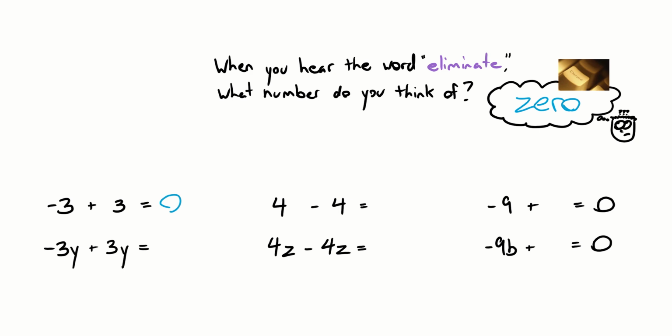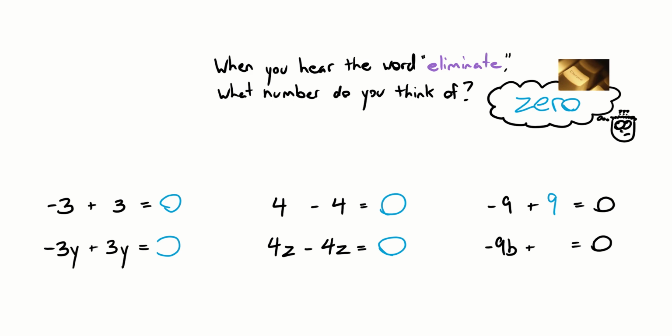-3 plus 3, that's 0. The 3's are gone. -3y plus 3y, hey, that's 0. 4 minus 4, yeah, we've known that's 0 since kindergarten. 4z minus 4z, well, that's also 0. And what do we add to -9 to get 0? Well, that'd be a positive 9, right? It's the opposite: negative and positive 9.